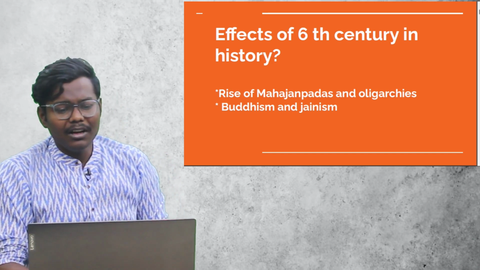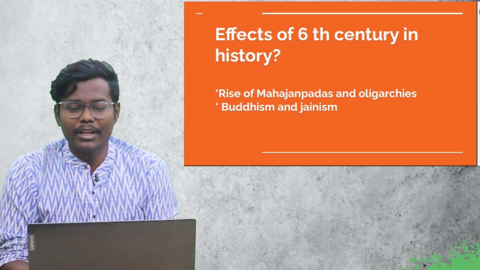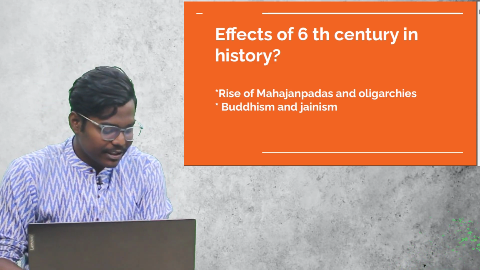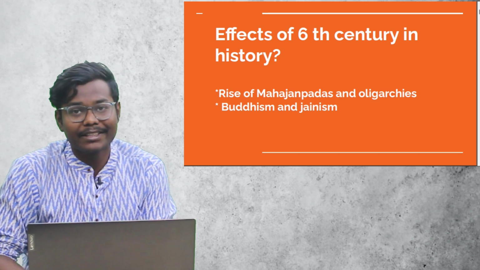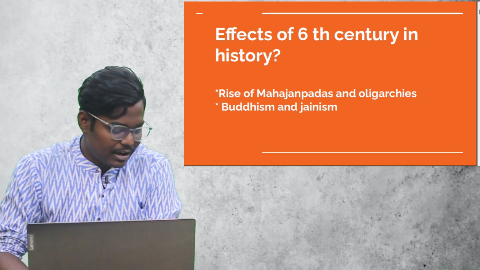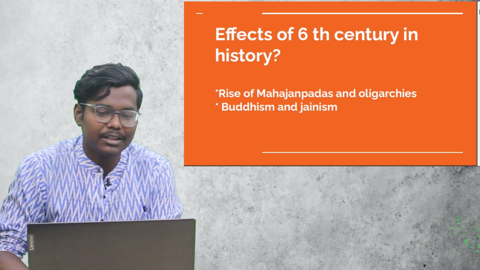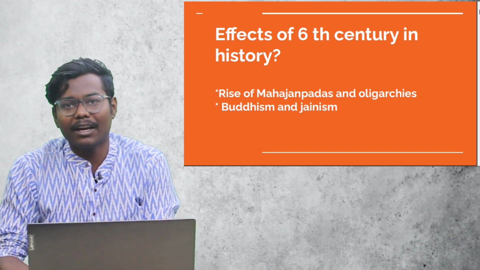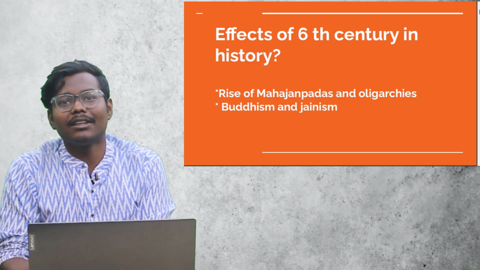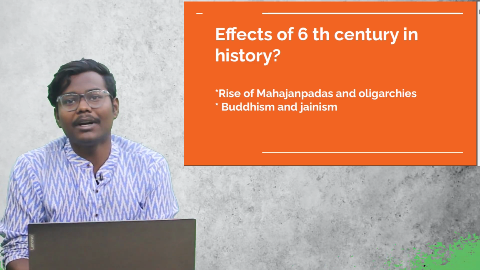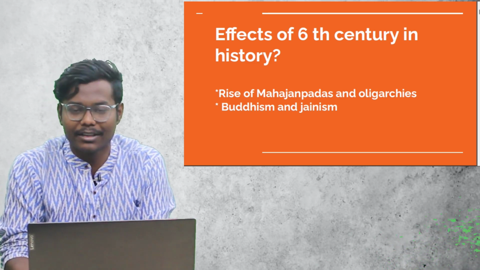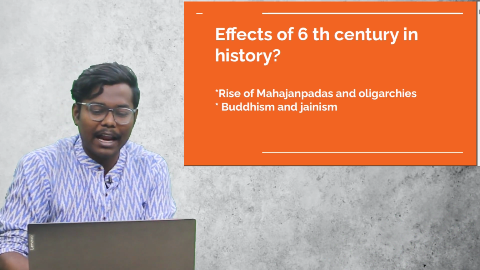Mahajanpadas and oligarchies. So these were the two things that were there. There were a total of 16 Mahajanpadas, for example Kurus, Panchala, Gandhara and all these. And oligarchies were the places where not a single ruler used to take decisions, but a set of rulers used to take decisions. So they were oligarchies.